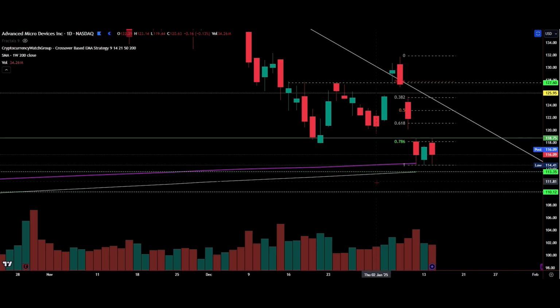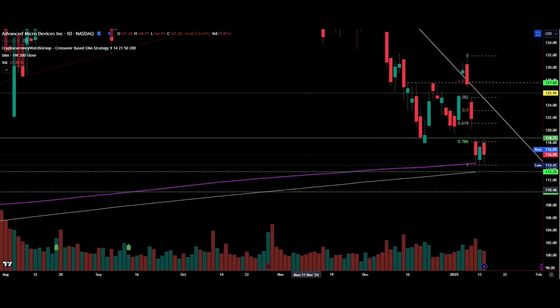It's bouncing off this 200 weekly EMA. So that's positive response that for the last couple of days have been bouncing off the 200 here. We want to see AMD stay above this 200 EMA, the weekly one. This is 1 week out. So the 1 week 200 EMA, we want to see it bouncing.